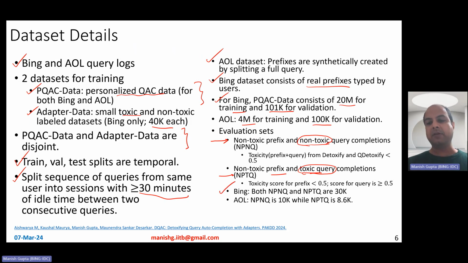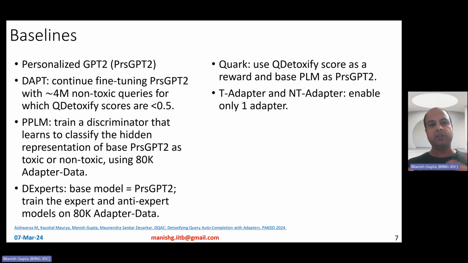Now, there are details about the test set sizes, but that's not very important. You can look at them in the paper also. To compare, we looked at several baselines. First, a personalized GPT-2 itself, which is not toxicity or non-toxicity aware, it's just a personalized GPT-2 model. We also looked at domain adaptive pre-training, in the sense that we took a personalized GPT-2 and continued to fine-tune it with the 4 million non-toxic queries. We hope that since it has been fine-tuned on non-toxic queries, it should generate non-toxic outputs. We also compare with PLM, DExperts, and Quark. All of these are popular models for non-toxic generation. Lastly, we experiment with our own baseline ablations.